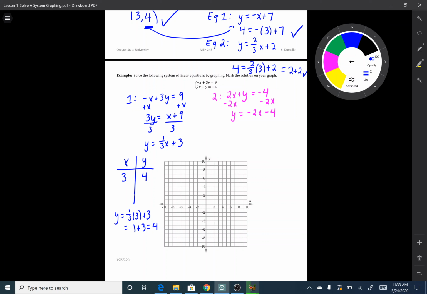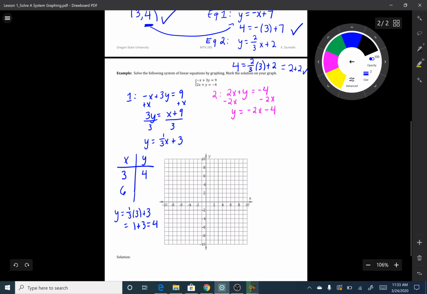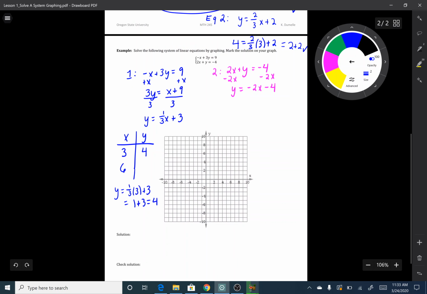That's one x and y value, and then I want to find another one as well. So I'm going to plug in the point 6. So I need to find my y value. This is going to give me y equals 1/3 times 6 plus 3, which is 2 plus 3, or 5. So now I have 2 points that I can plot on my graph and then draw a line between them.